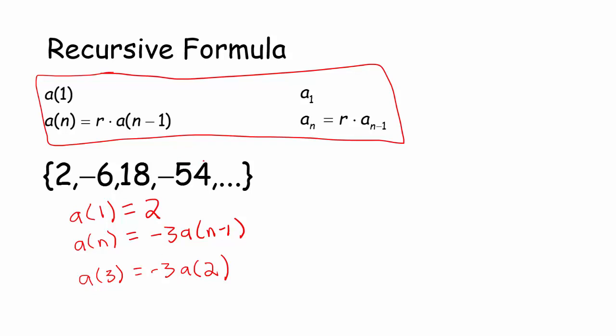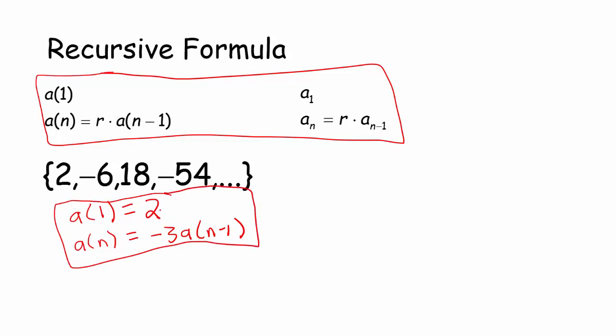Now that totally works. If I wanted to get that 18, that's the third number in the list, I would have to take the second number in the list and multiply by negative 3. The recursive formula describes the pattern as I was describing it in the beginning of the video: from any number in the list, how do you get the next number? But if I'm just looking at this recursive formula right here, I know that the first number in the list is 2, and then I could start multiplying by negative 3 to get subsequent numbers in the list.